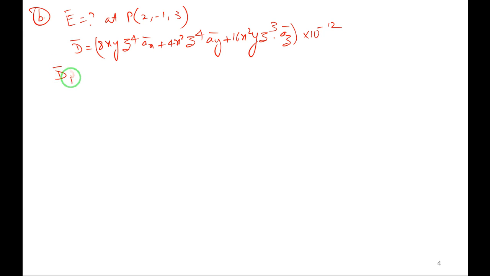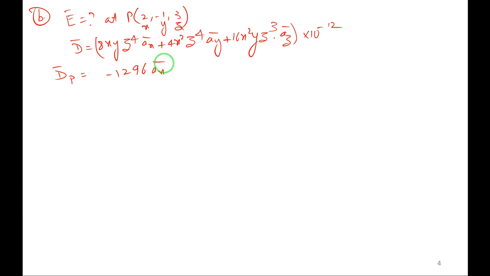Then substitute D at point P. Next I want to calculate D at point P. So substitute the value of x, y, z. X is 2, y is minus 1, z is 3. So substitute and calculate. So first term 8 into x is 2 and y is minus 1 and z is 3. 3 to the power of 4. So I am getting it as minus 1296 ax.